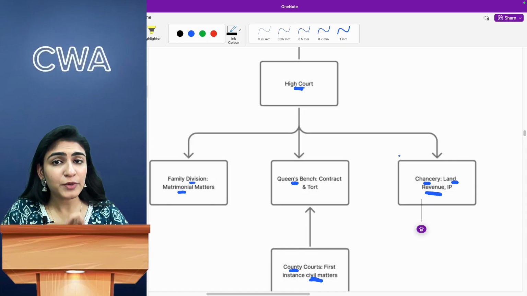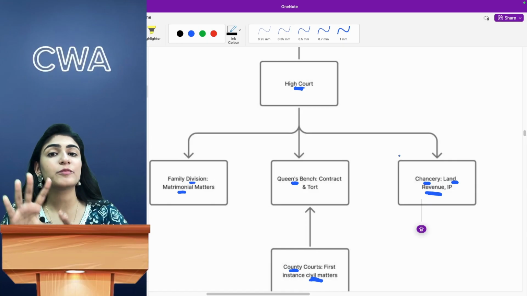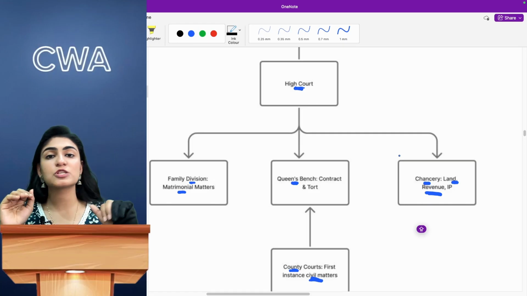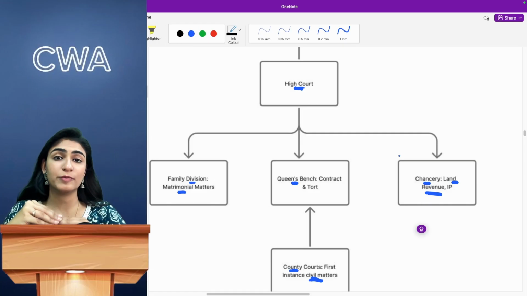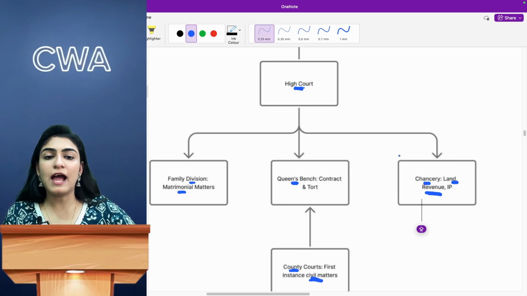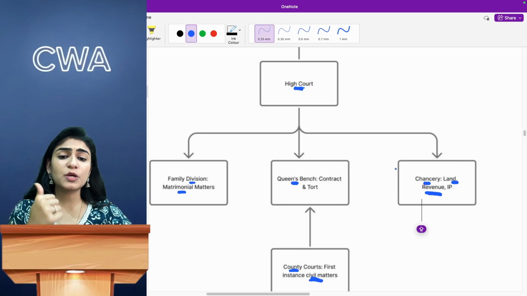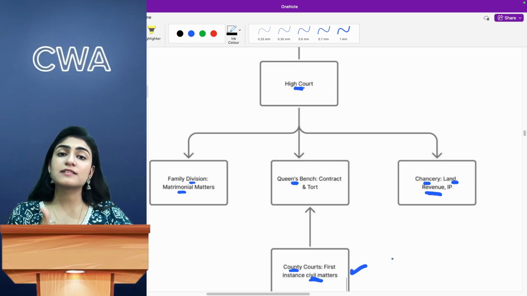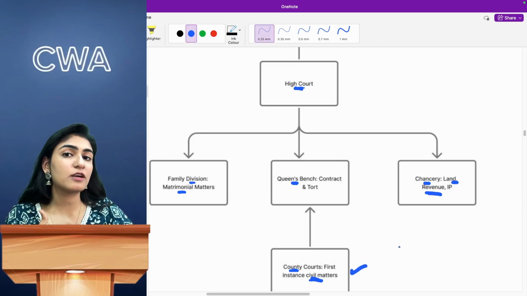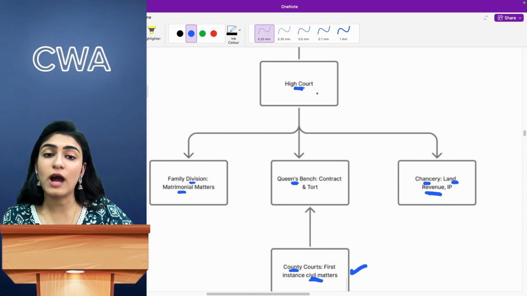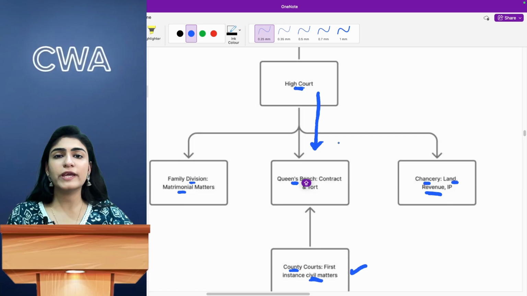The example that we took yesterday was a contract between Mr. X and Mr. Y, where Mr. X was supposed to give goods and Mr. Y was supposed to pay 10,000 rupees. That is a contract. Let's say Mr. Y goes to county courts first and does not get a satisfactory judgment or decision from the judges. He has the right to go to High Court under Queen's Bench.